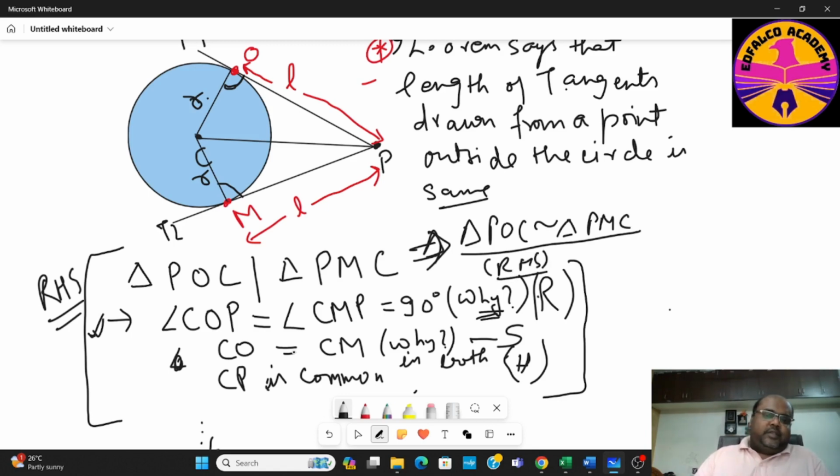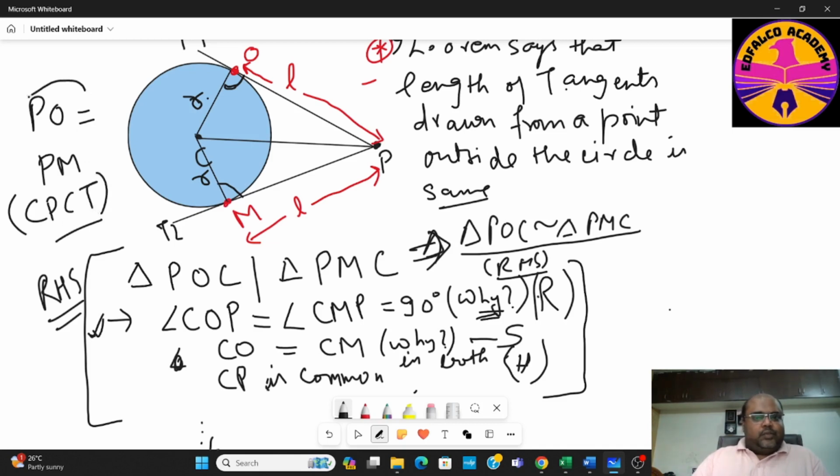Right? Now, if this is the case, then obviously the corresponding sides of the two triangles also must be the same. So in this case, PM is corresponding to PO. That is why you can now say that PO will be the same as PM based on the fact of CPCT, the corresponding parts of congruent triangles. So this is what establishes our theorem that PO is equal to PM. And that's what the theorem was talking about in the beginning.